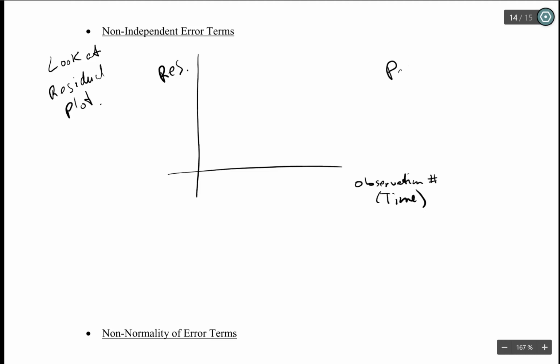And generally, if you see patterns here, patterns are bad. It might indicate a lack of independence.